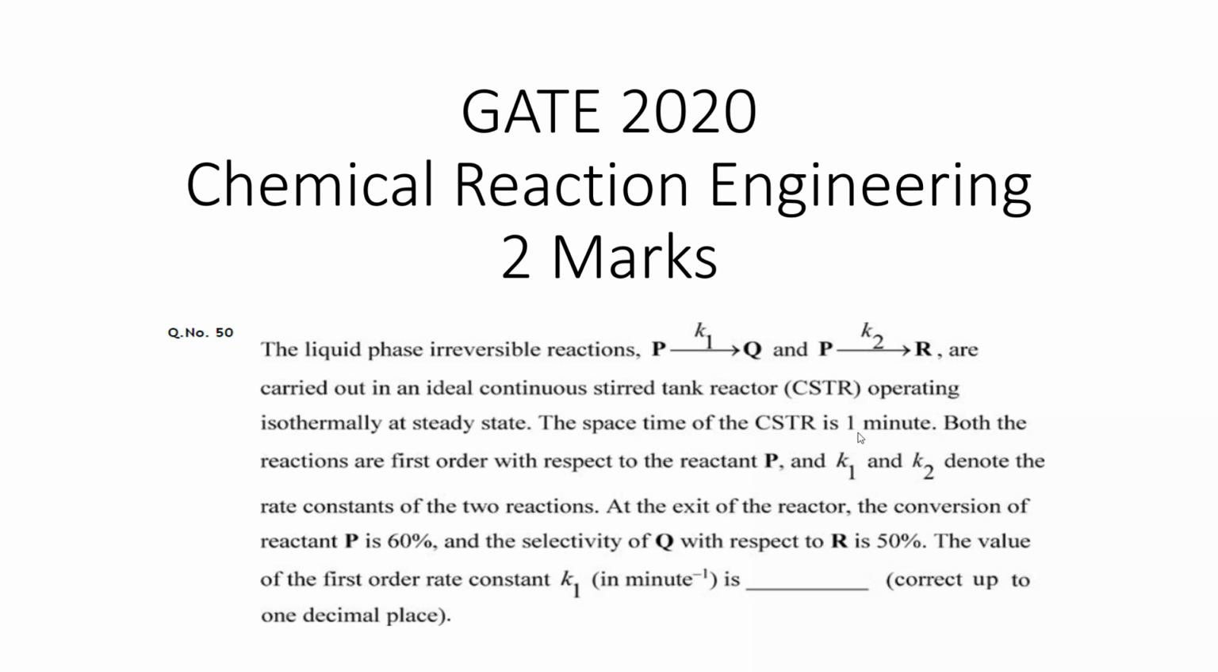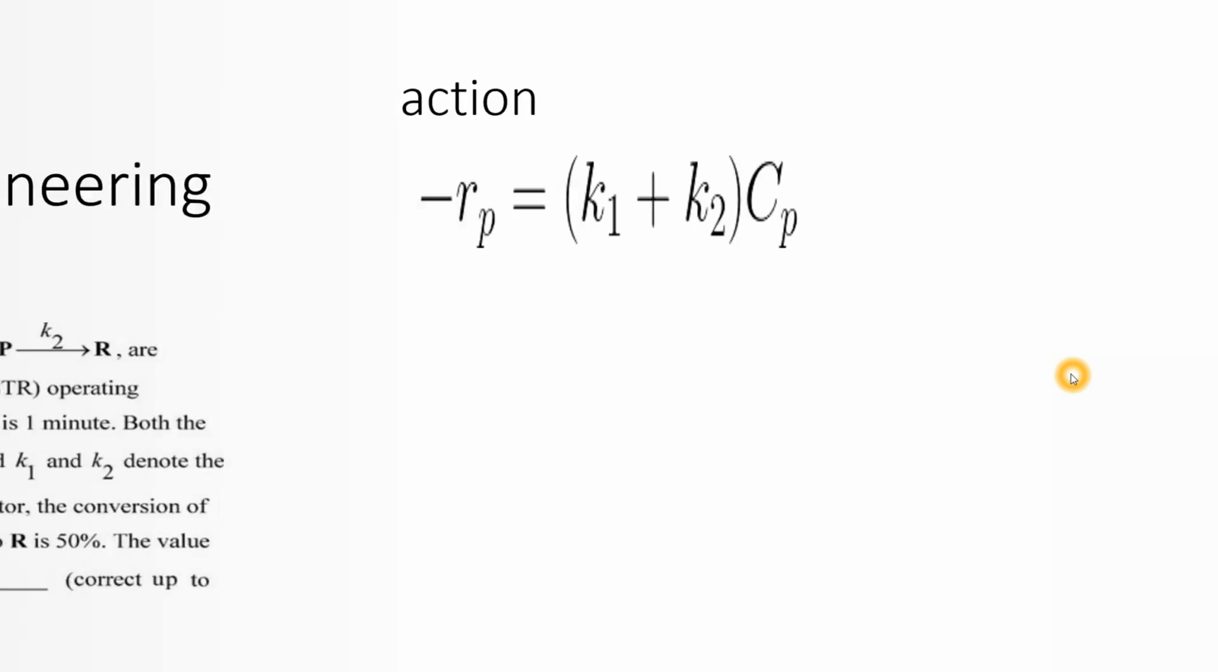The space-time for the CSTR is 1 minute. Both the reactions are first order with respect to the reactant P, and K1, K2 denote the rate constants of the two reactions. At the exit of the reactor, the conversion of reactant P is 60% and the selectivity of Q with respect to R is 50%. The value of the first order rate constant K1 is? Let's start with the solution.